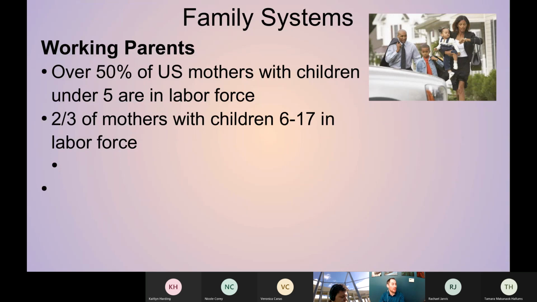So with that being said, this number may have changed as of now. It might be a little higher, but over 50% of U.S. mothers with children under 5 are in the workforce. So you think about age 5 is around preschool and kindergarten time, so going into school the first time. So 50% of mothers with children under that, where we might generally expect that they need an immediate caregiver all the time, 50% of mothers with children are in the workforce. So 2/3 of mothers with children from 6 to 17 are in the workforce as well.